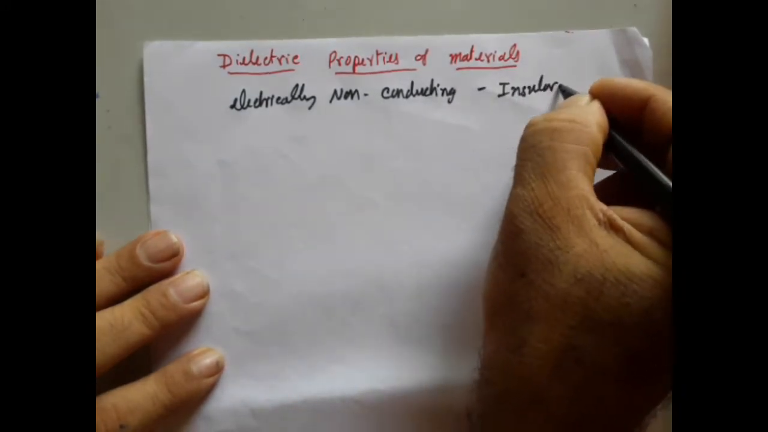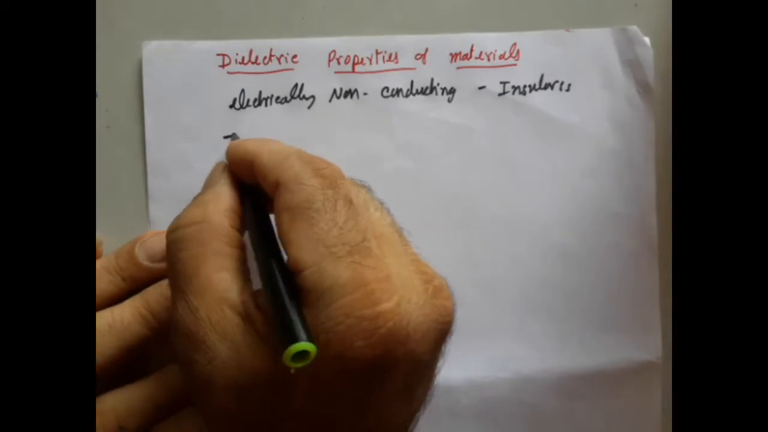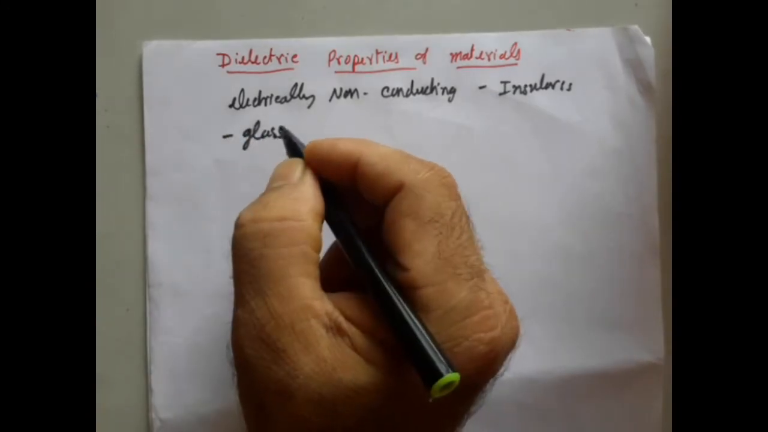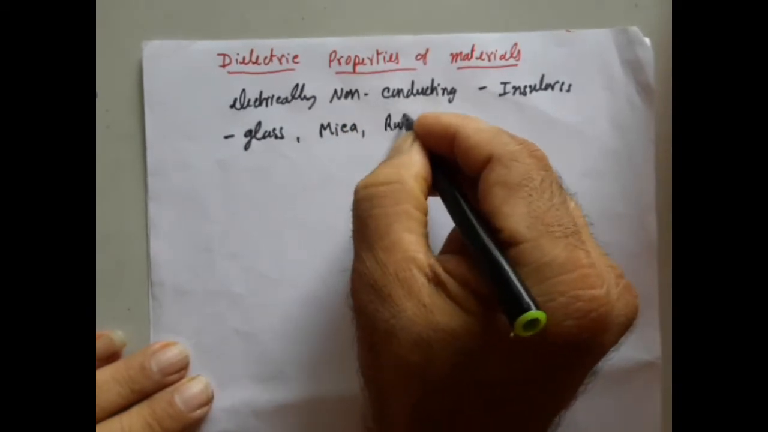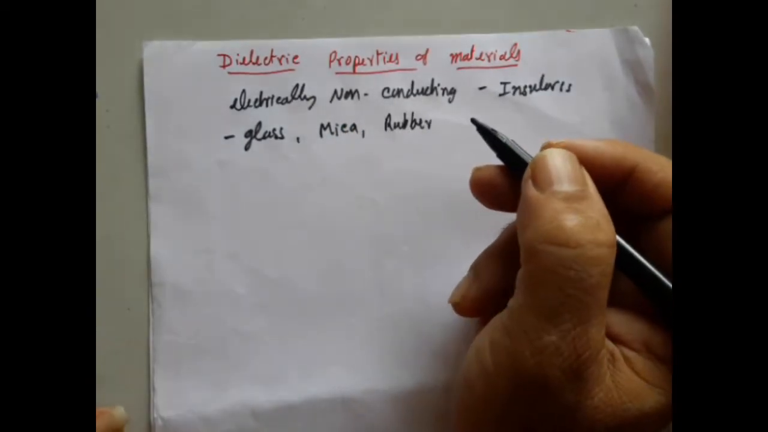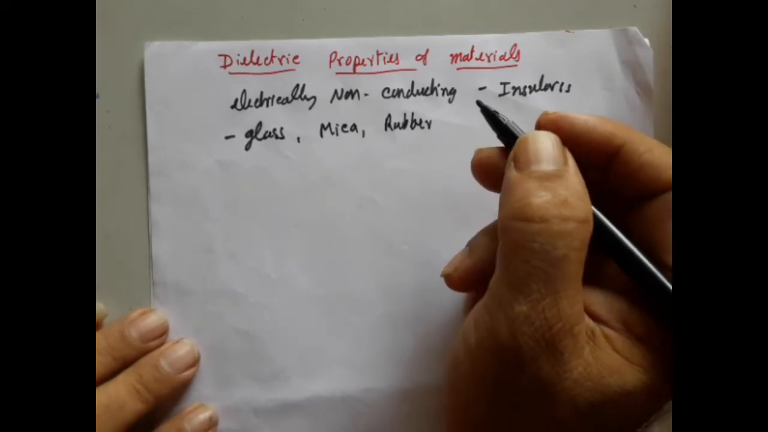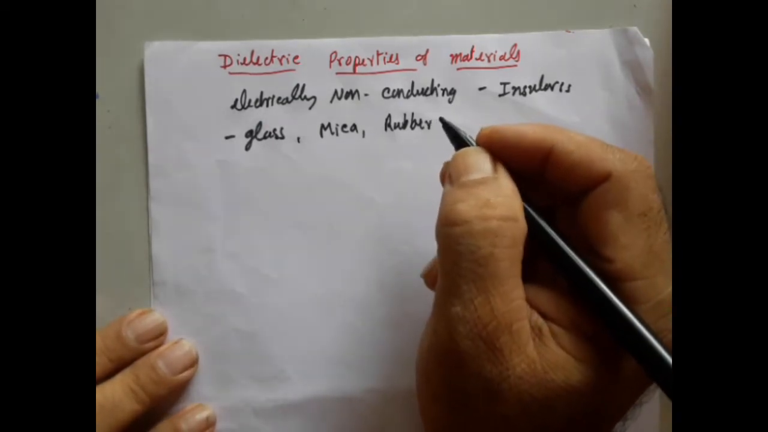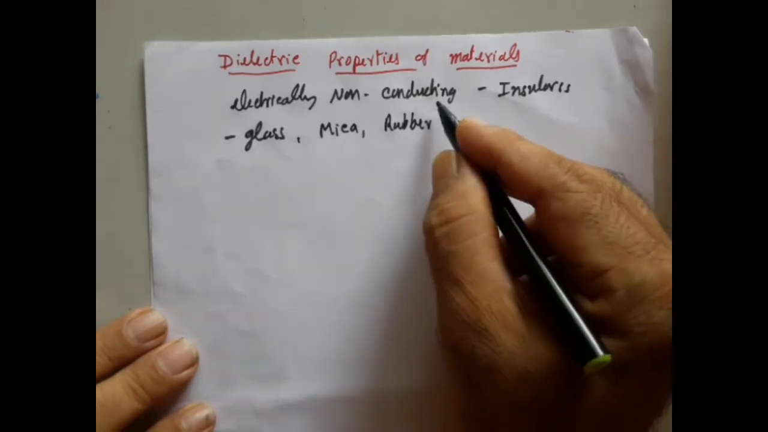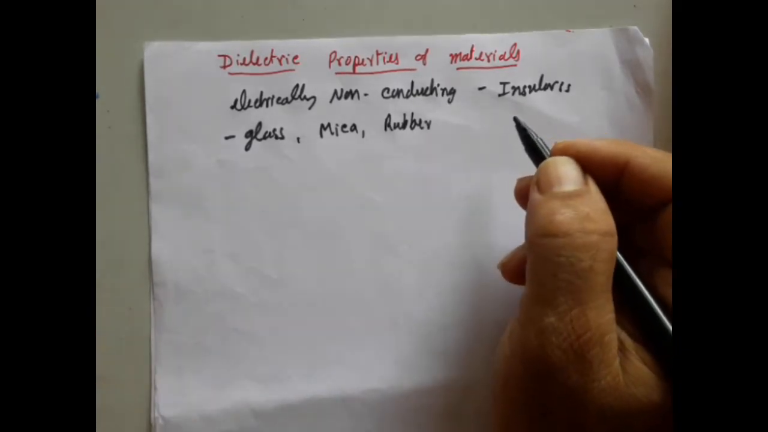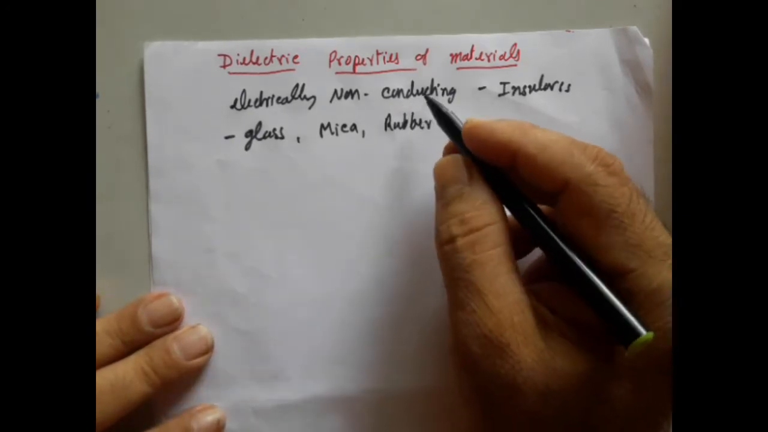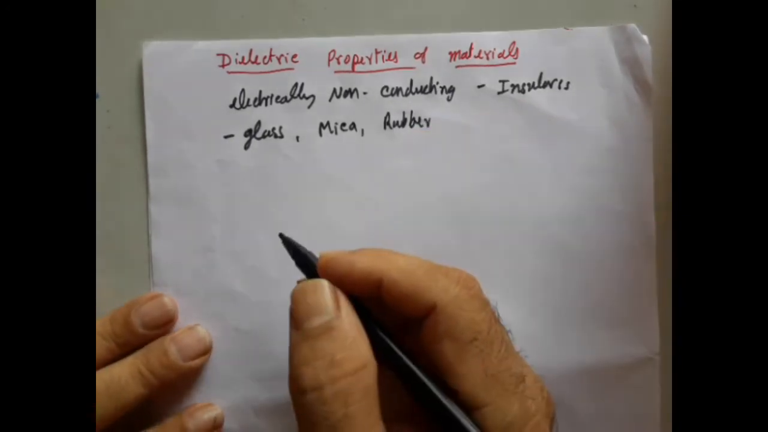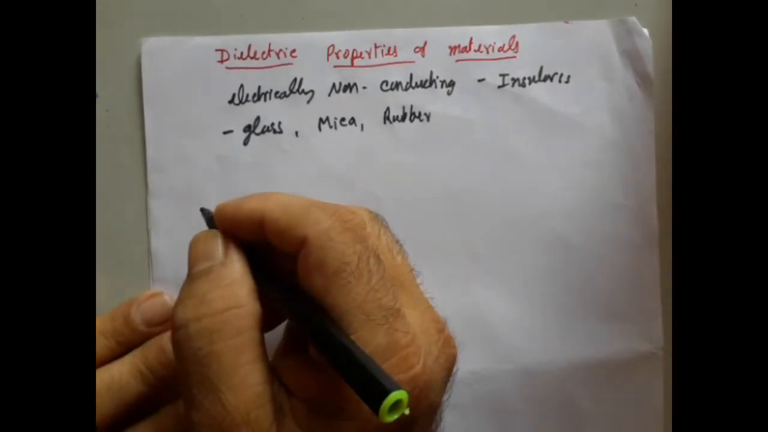It is an insulator. Take the example of glass or maybe rubber, mica. Now, these are all insulators which do not allow the charges to pass through, and they are always electrically non-conducting materials. Now, to study the properties of these non-conducting dielectric materials, we require to understand certain fundamental properties of the material.